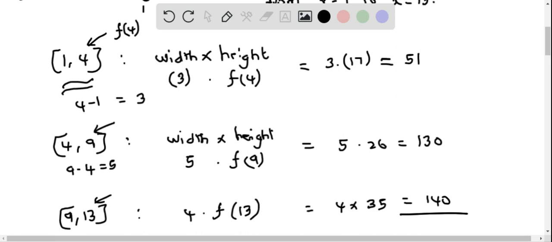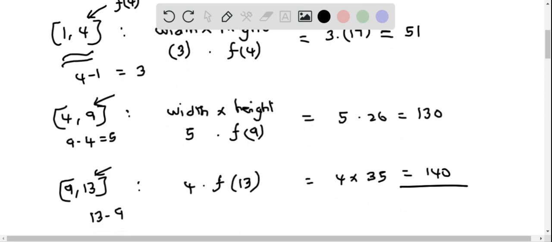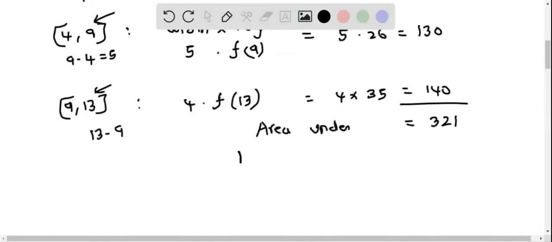Now we have to add the areas of all the rectangles which we formed using the three sub-intervals. So it's basically 51 plus 130 plus 140. Let me add it up. Plus 51. So I get 321. This is the area under the curve of f of x. This is the area under the curve of f of x from x equals 1 to x equals 13.